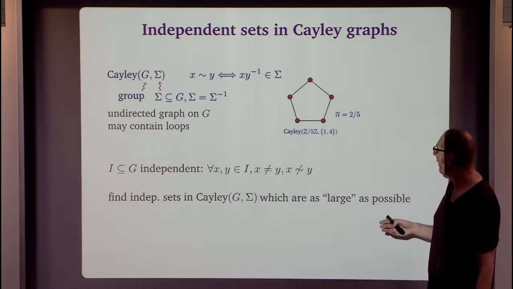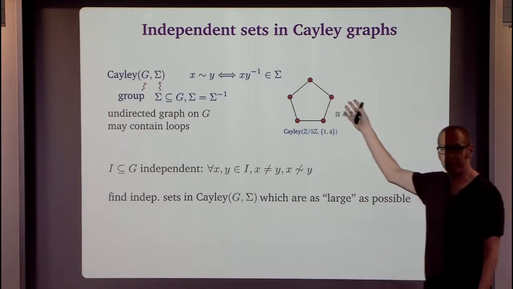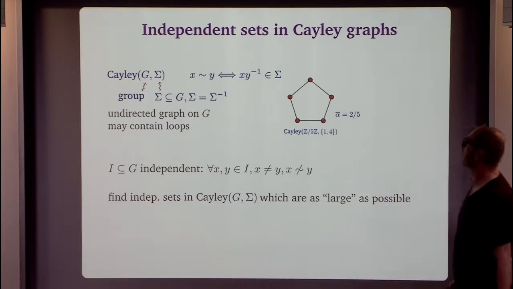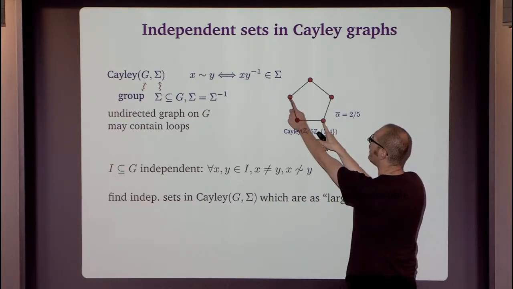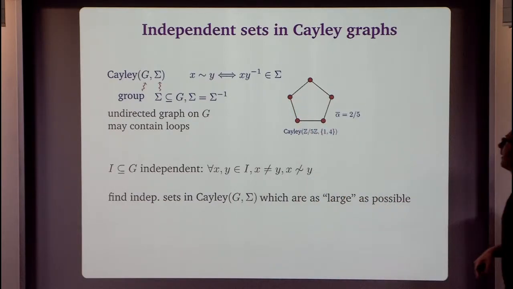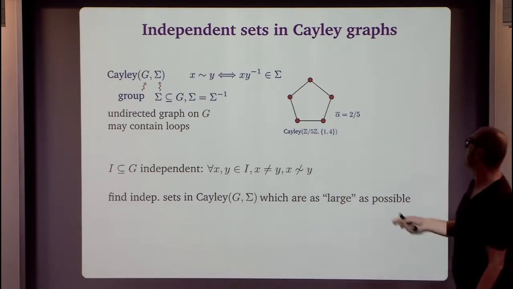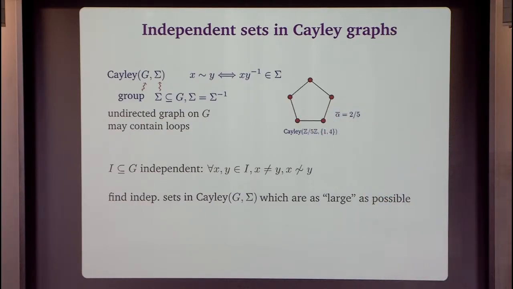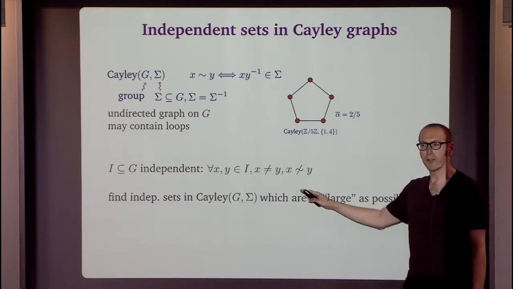For example, in this case, you can simply count the number of vertices. So in this case, these 2 vertices form an independent set. And then I can say, well, 2 divided by 5 is the density of the independent set which I have here. But the notion of largeness very much depends on G.